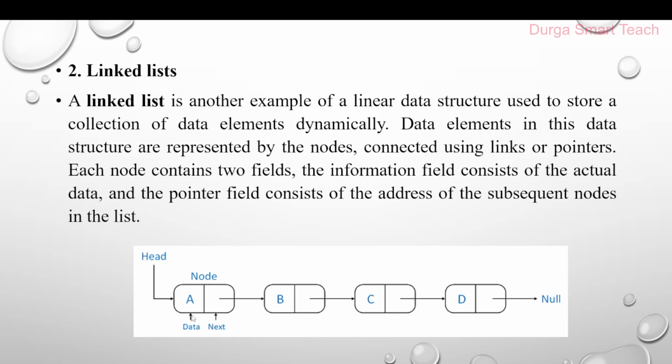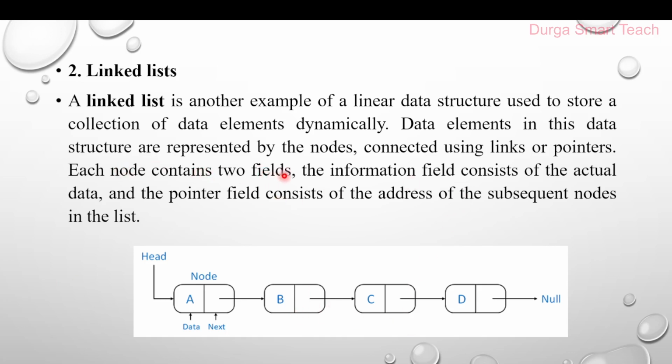For example, this node address is 100, this node address is 200, 300 and 400. So head is used to store the first node address. So head contains 100 and this node contains data A and here it contains 200. Why? Because B is located at the 200 location. Okay, so next C, here it contains 300, 400. Here the next node is not available, so that's why here it will store null. Okay, in this way the data is stored in a sequence format.